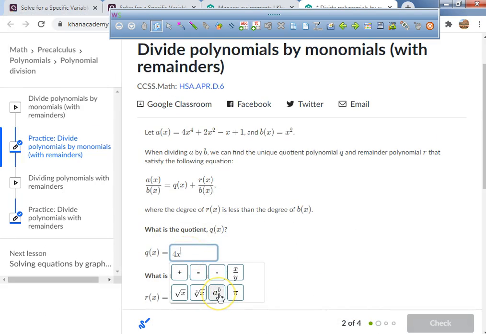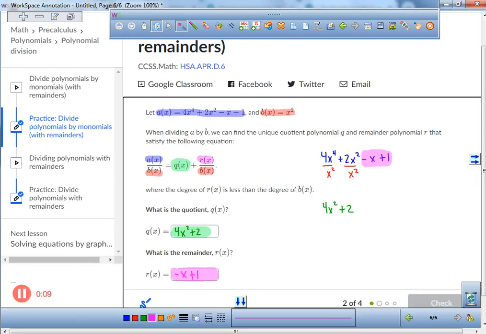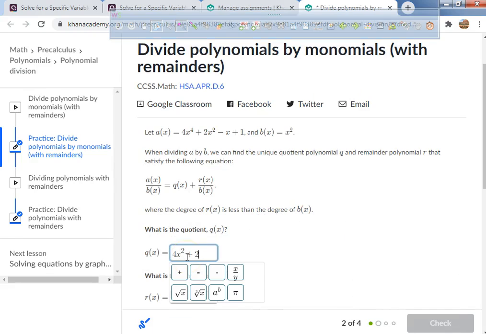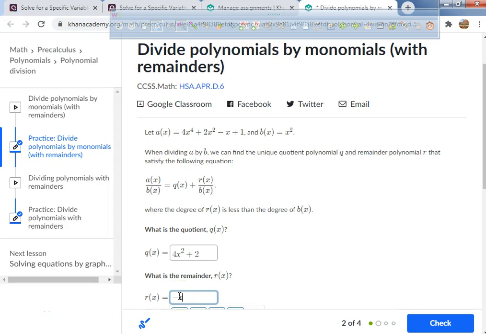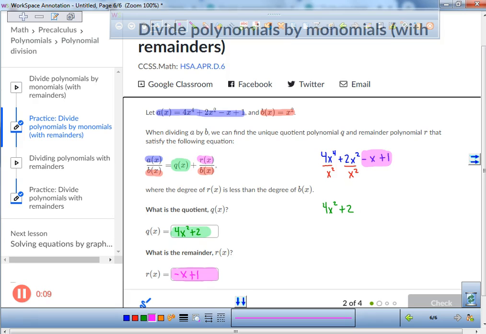4x squared plus 2. And then we have, what was our remainder? Negative x plus 1. We got it. Now, how would I write my whole answer? Like if I wanted to write it in this form, my answer would be 4x squared plus 2, and then I would put a little plus sign right here, and then I would have a remainder of negative x plus 1 all over my original divisor, which was x squared.